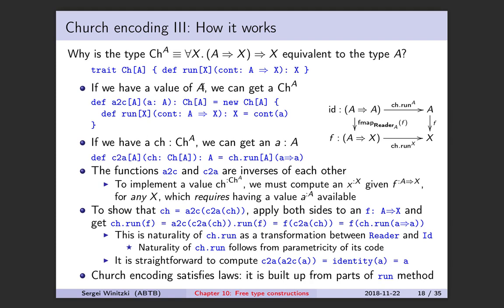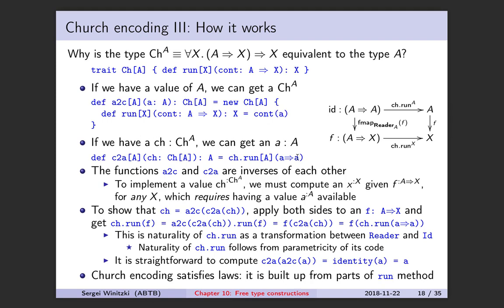So if we have a value of A, how do we get a value of Church-encoded A? Well, if we have a value of A, then in order to produce this, we take this argument, which is a function of A, and apply that function to the value of A that we have. The result will be a value of X, which we return. So that is the code. We just apply this given function, or the continuation argument, if you will, to the given value of A. So that is in one direction.